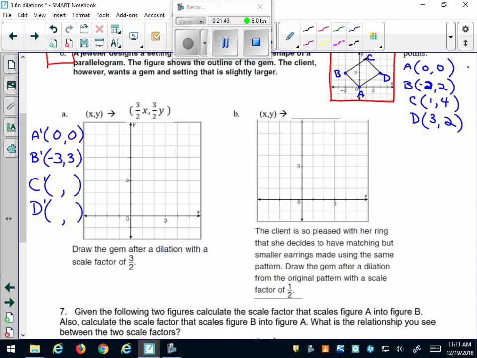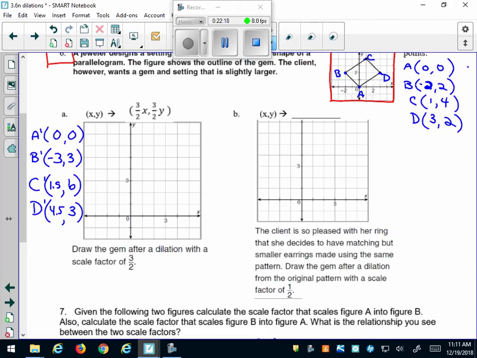C prime. 1 times 3/2 is 3/2, or 1.5. 4 times 3/2. 4/1 times 3/2 is what? 6. Good. And D prime. 3 times 3/2, or times 1.5, is 4.5. And 2, again, is 3.